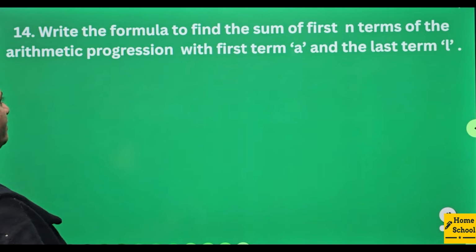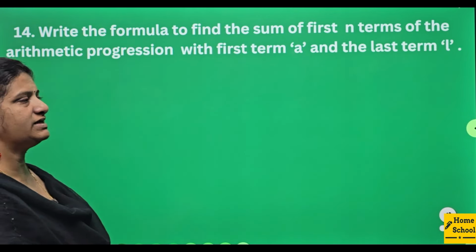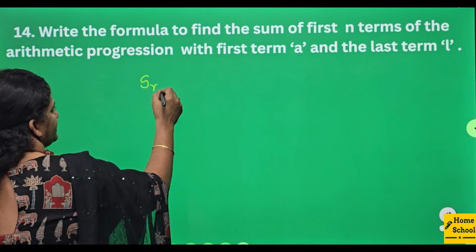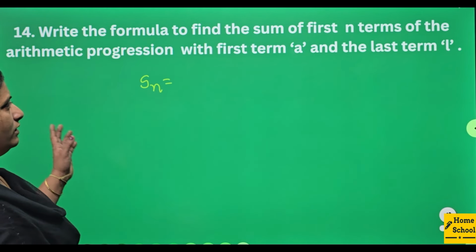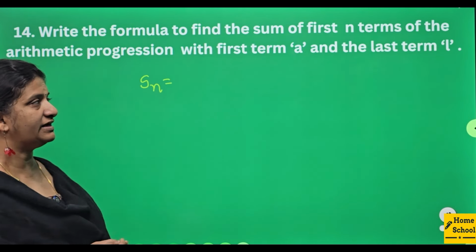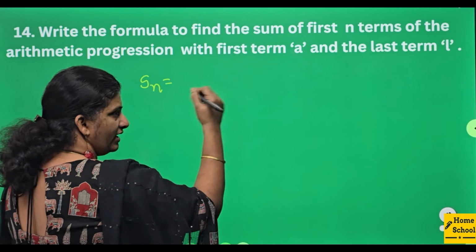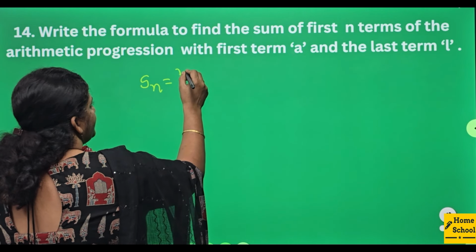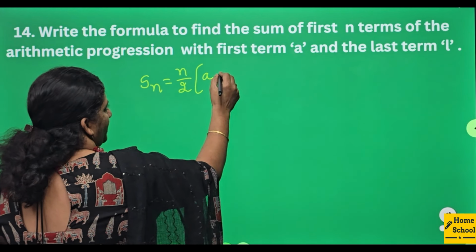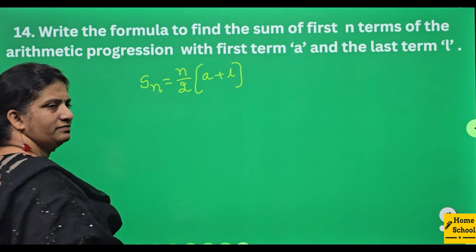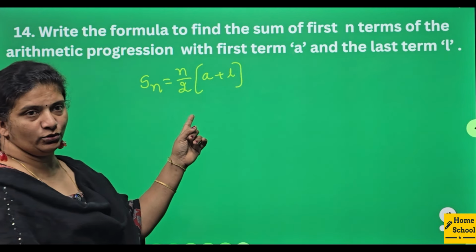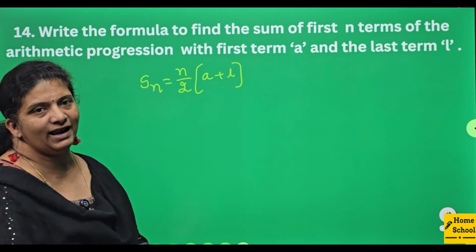14th one, write the formula to find the sum of first n terms. Sum of first n terms means Sn of the arithmetic progression with first term a and the last term l. If you know first term and last term, the Sn formula is different. What is that? N by 2 into a plus l. Sum of n terms is equal to number of the terms by 2 into first term plus last term.